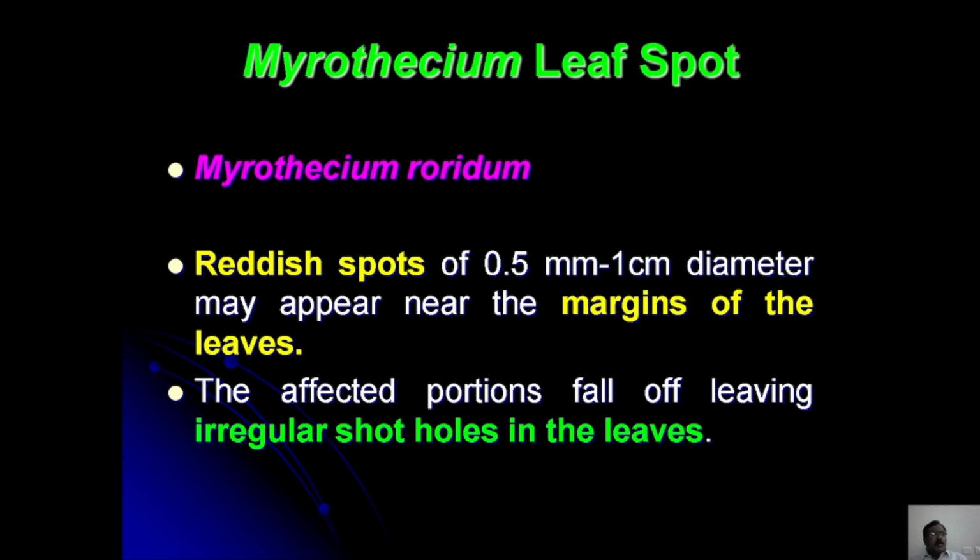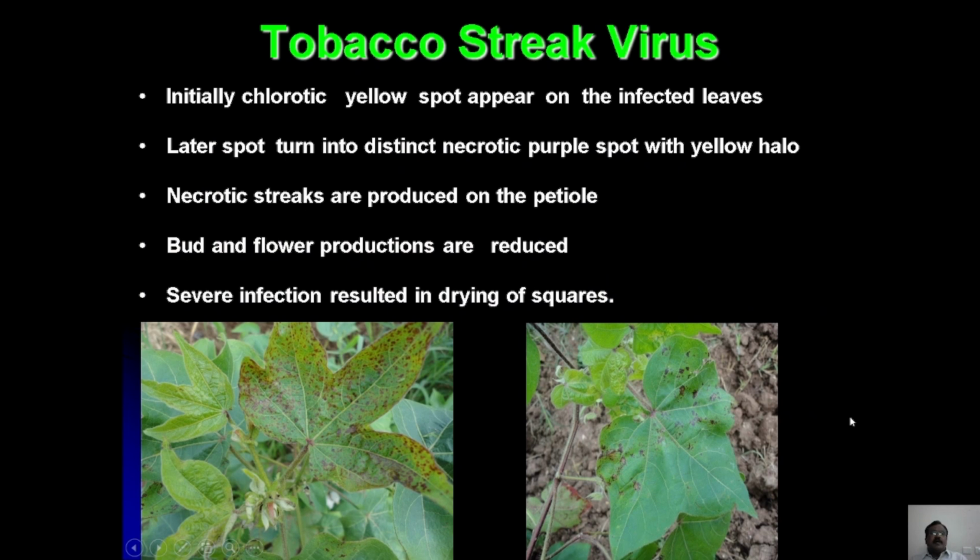Another important pathogen is Myrothecium roridum, which also causes leaf spot symptoms, producing reddish spots that appear near the margin of the leaves. The affected portions may fall off, leaving irregular shot-hole symptoms on the affected leaves.